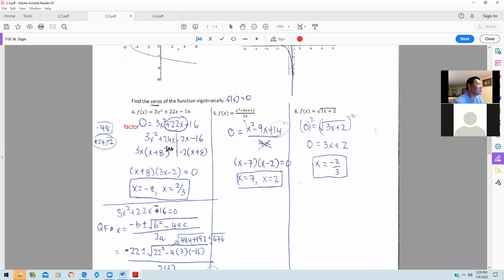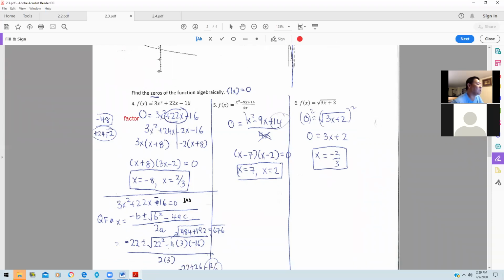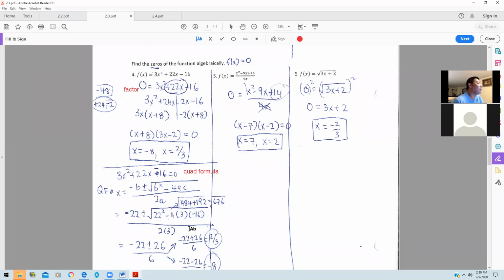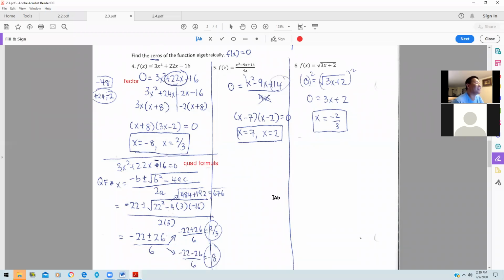Another way for you guys to do this, if you do not like to factor, is to use the quadratic formula, which is given down here. Negative b plus or minus the square root of b squared minus 4ac, over 2a. So there are 2 ways for you guys to do this kind of work. If you do not like factoring, you can use the quadratic formula. Your answer is still going to be the same.